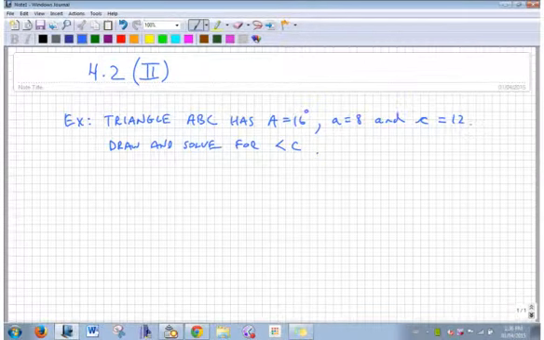Okay, I just have one example for you today because, like I said, we've got a short little day. I'll give you one more little example tomorrow.